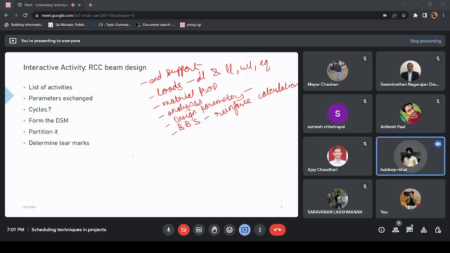Sometimes there is a dimension restriction. We can consider up to 500 or 300 as per site condition. Then we have to restrict on that. So there is a dimension restriction. Anything else?